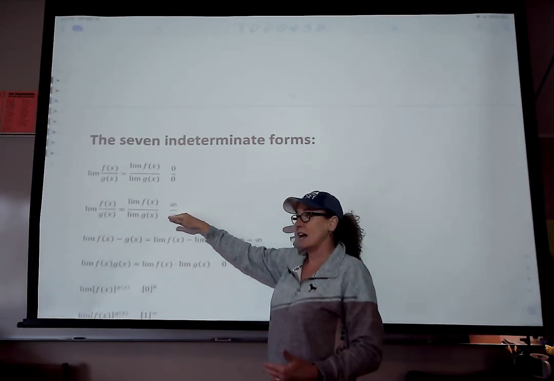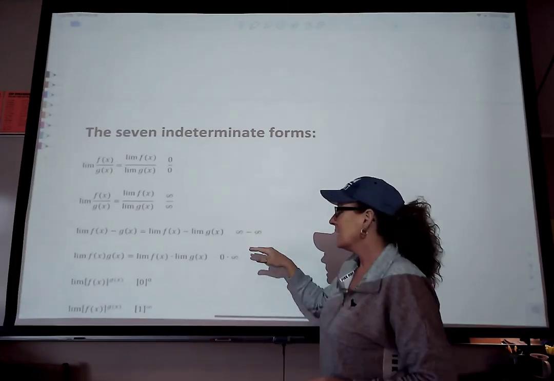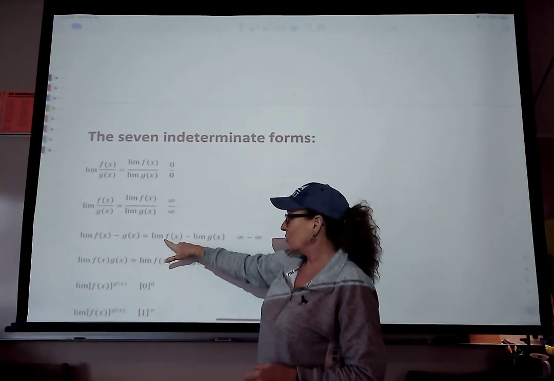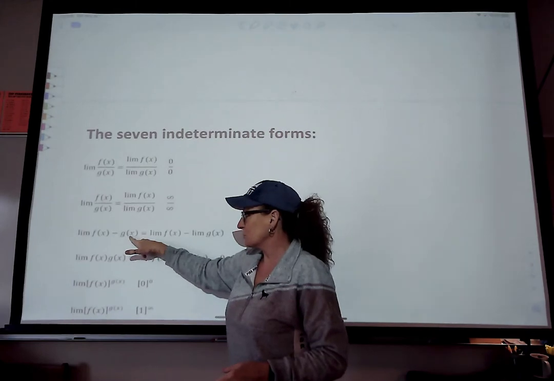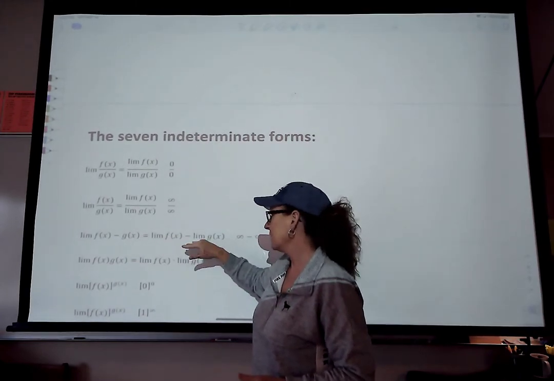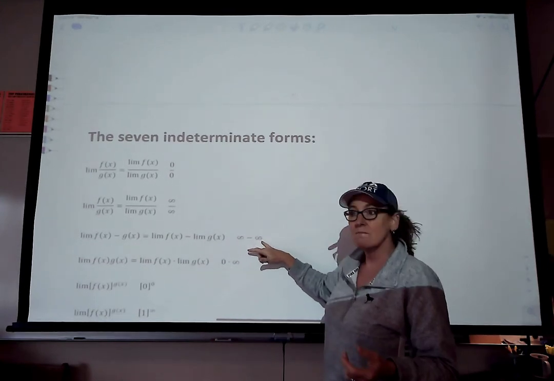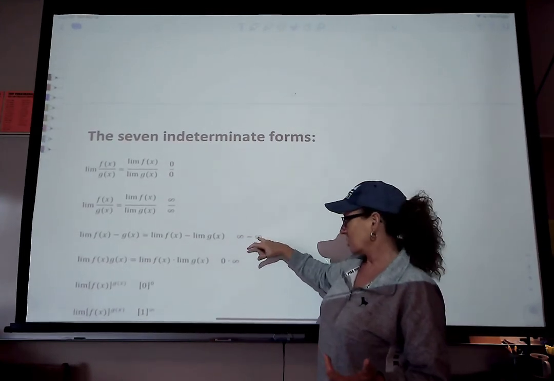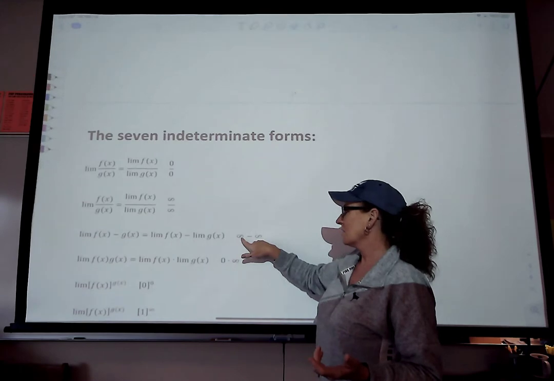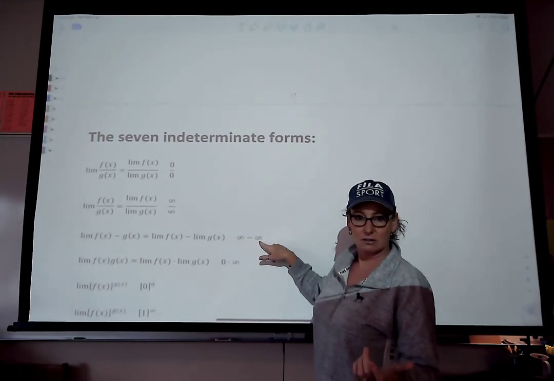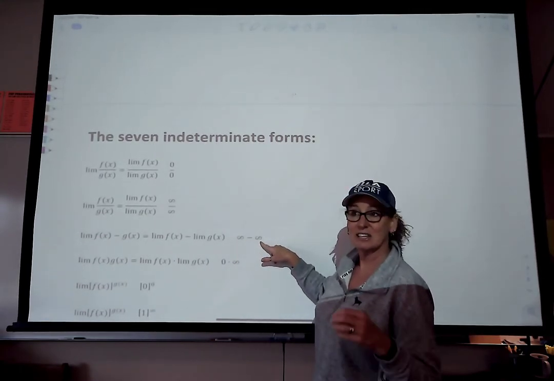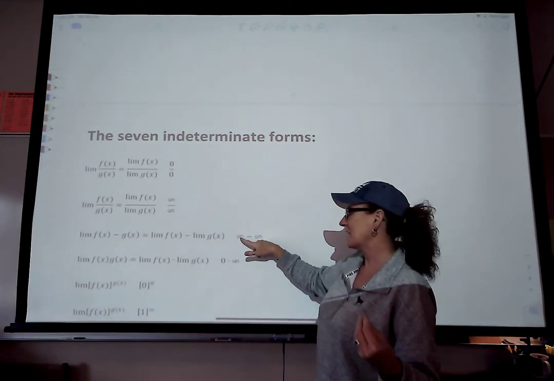The ones that you'll see in BC might be where you are subtracting 2 functions, so you do the limit on this one and the limit on this one, you end up getting infinity minus infinity. Well, this is an indeterminate form. You don't know what levels of infinity these are. They're not necessarily the same value, so you can't say that this minus this is 0.